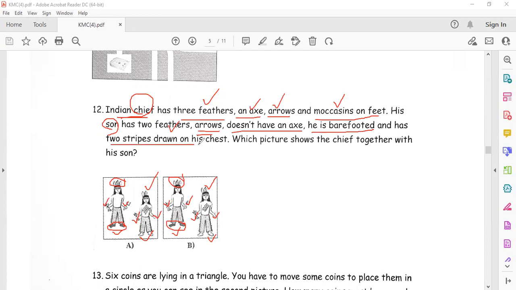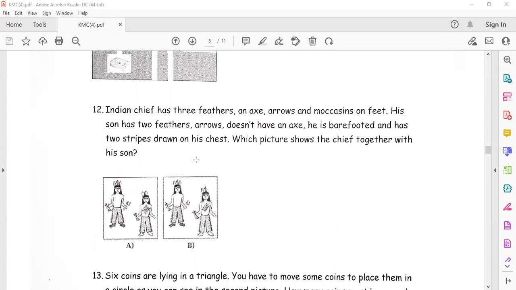And has 2 stripes drawn on his chest. This is the difference. Here, 2 stripes. Here, 3 stripes. So which picture shows the chief together with his son? This. So every element here has to be compared. Okay? You got to be very careful to check, counter check. 3 feathers? Okay, 3 feathers. An axe? Okay, an axe. Both compare the chief and the son. All right? So this is how you do question number 12.